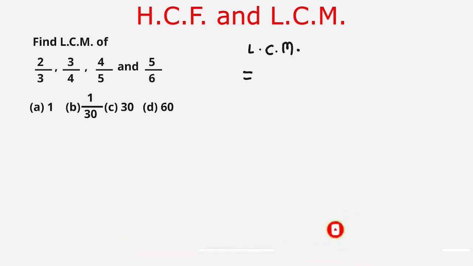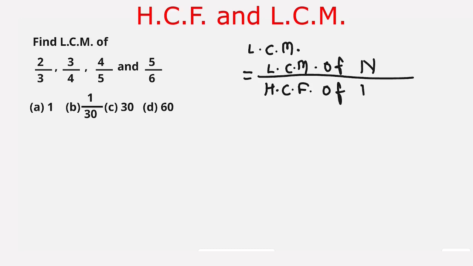The formula for the LCM of fractional numbers is LCM equal to LCM of numerator, I am writing n for numerator, upon HCF of denominator, I am writing d for denominator. We have to find the LCM of numerator numbers, which are 2, 3, 4 and 5. 2 is already included in 4. So we have to find the LCM of 3, 4 and 5. And these three numbers are co-prime numbers. So their LCM is their product. 4 times 3 is 12 and 12 times 5 is 60.